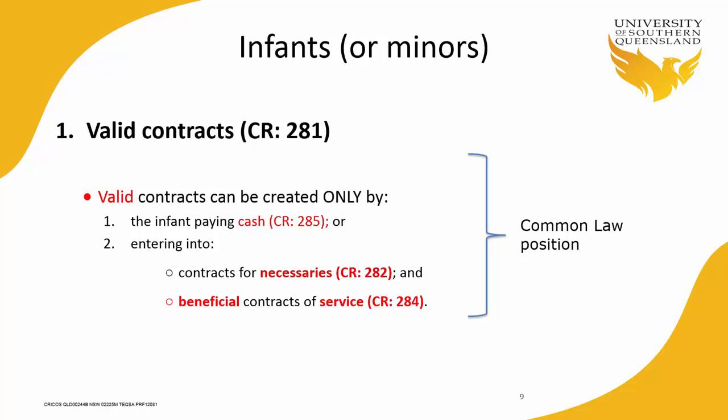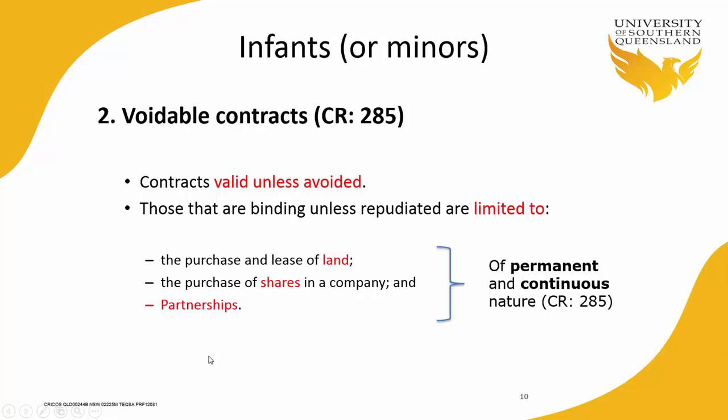Then there is a category of contracts that are valid unless avoided. In relation to what we call voidable contracts, the class of contracts involved is limited to those through which the infant acquires an interest in some subject matter of a permanent and continuous nature. The examples are given to us on this slide: things like the purchase and lease of land, the purchase of shares, or partnerships.